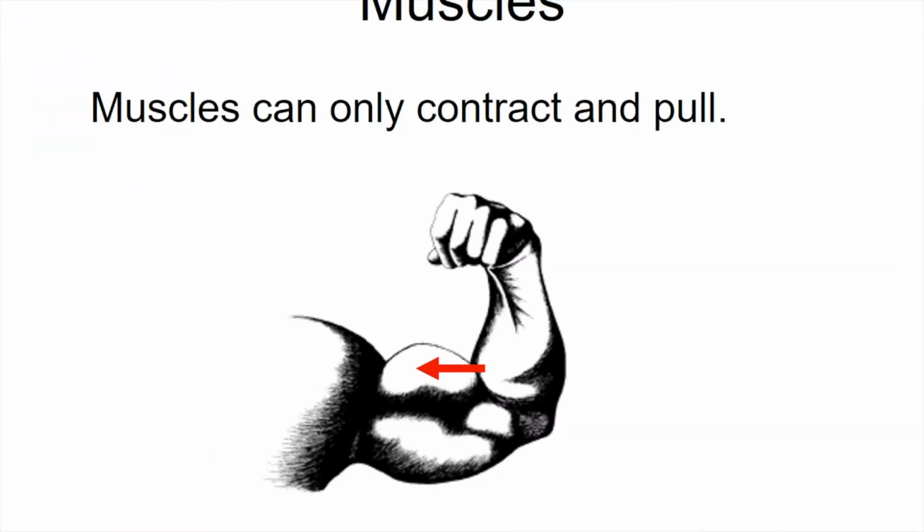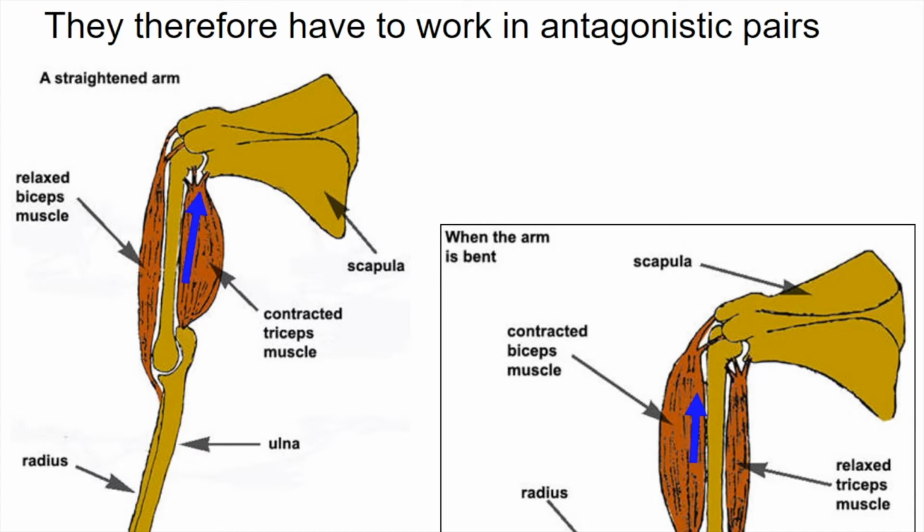Muscles can only contract and pull, and it is important that you remember that. As a result, they have to work in antagonistic pairs. So look at a straightened arm on the left and a bent arm on the right.